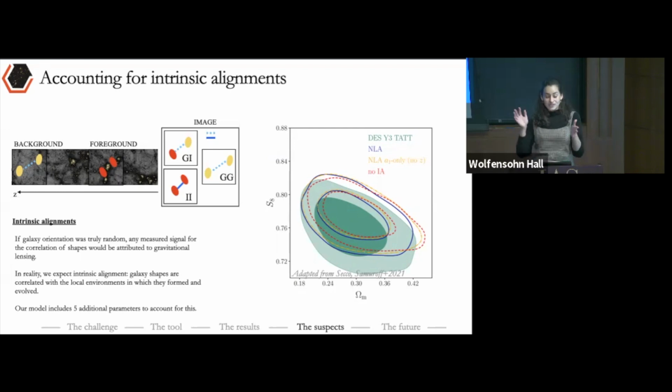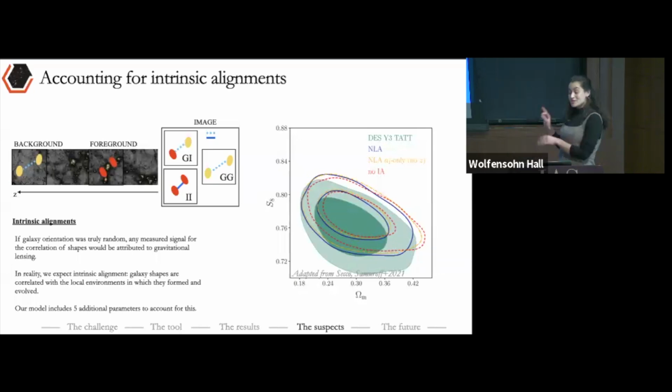So it's more conservative than the NLA model, and it doesn't only include that tidal alignment term, but it also includes the next two leading order terms. So that's the density weighting and the tidal torquing. And theoretically, these terms are well motivated, but observationally less studied.